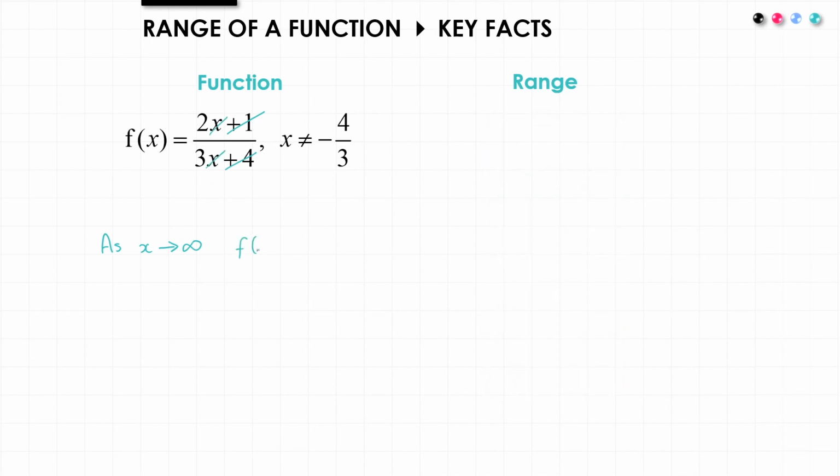So f of x approaches 2/3. But remember, when we were looking at the graph a moment ago, we said that the curve will never actually reach this value of 2/3. So we can never get an output that's 2/3. And that means the range of our function is f of x is not equal to 2/3.